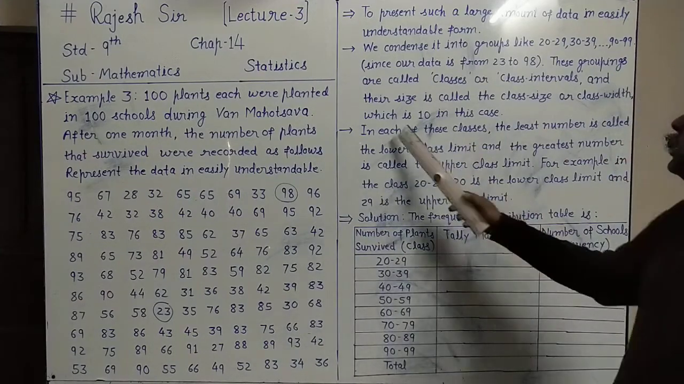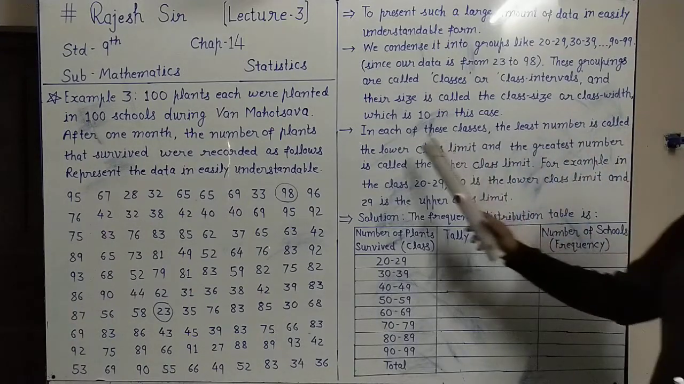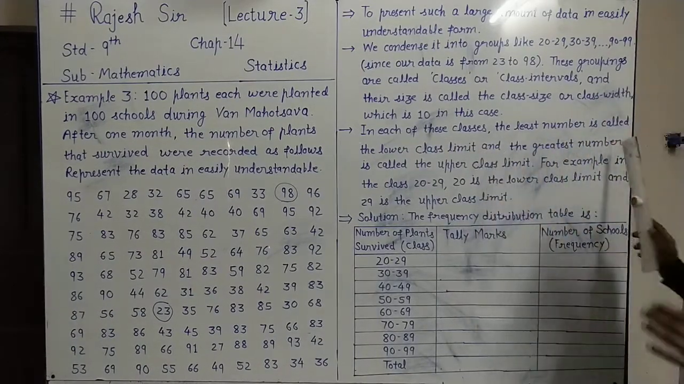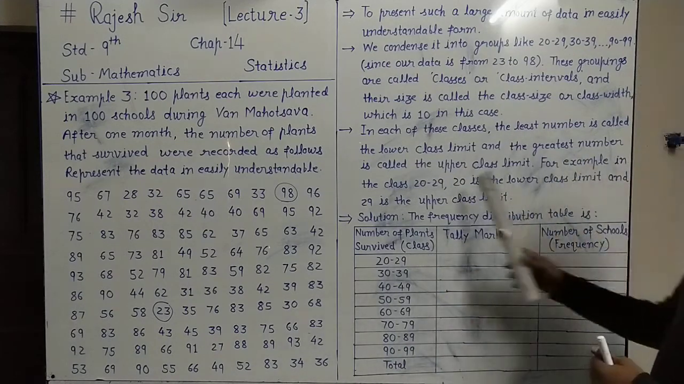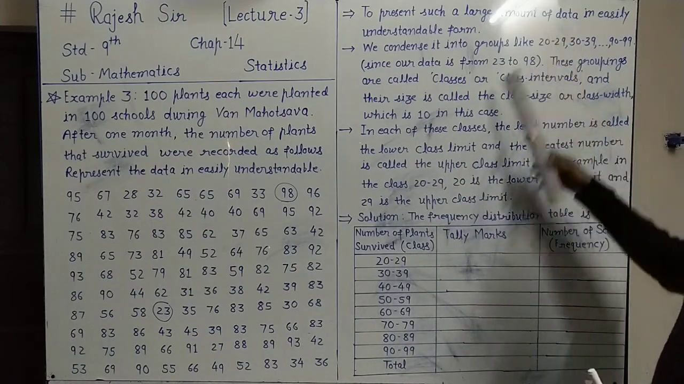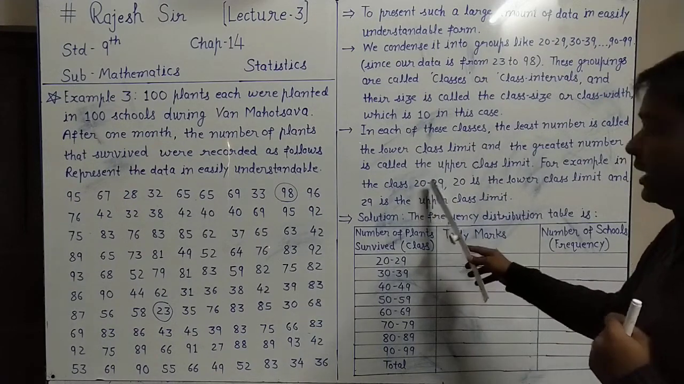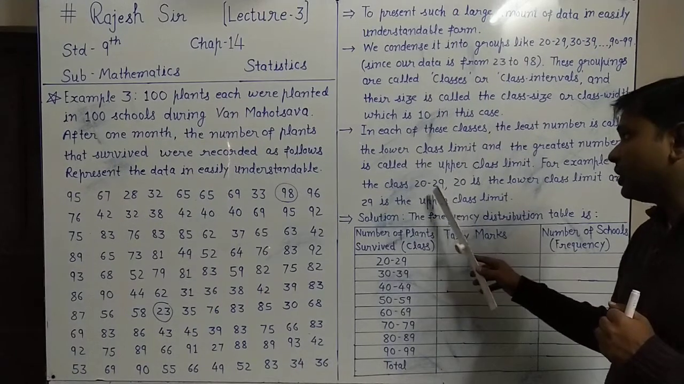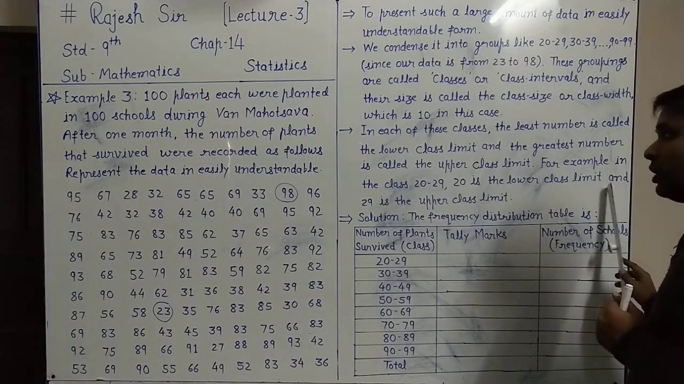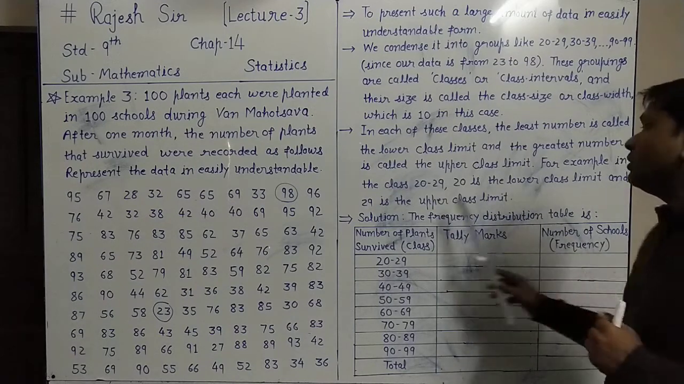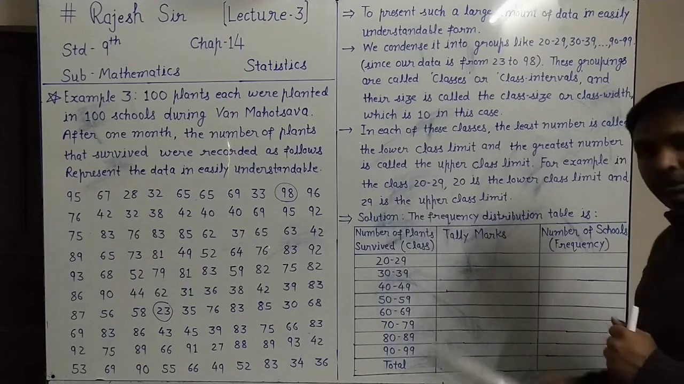In this paragraph, in each of these classes that we have made, the least number is called the lower class limit and the greatest number is called the upper class limit. For example, in the 20 to 29 class, this first class, the least number is 20 and the greatest number is 29. So the least number 20 is the lower class limit for this class, and 29, the greatest number, is called the upper class limit.